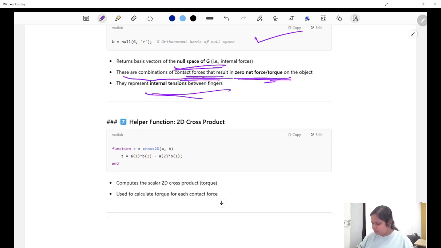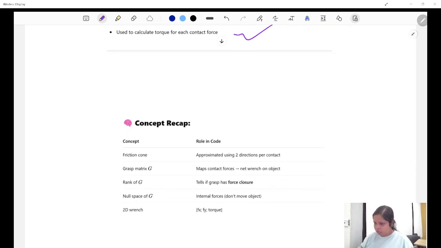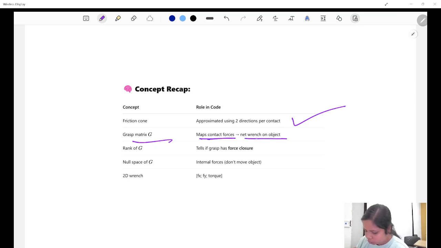So, this is one of the helper functions that help us calculate these products. Yeah, that's it. We'll see this in the code in a short time. Before that, these frictions are approximated using two directions per contact. Then there is this grasp matrix which maps contact forces to net wrench on the object.